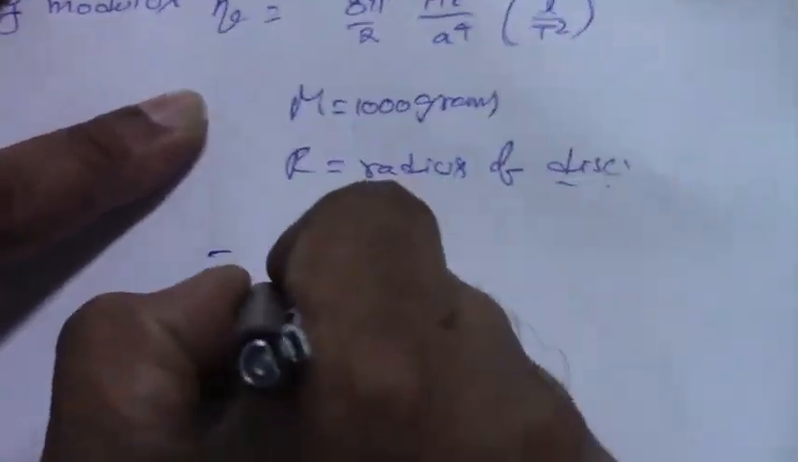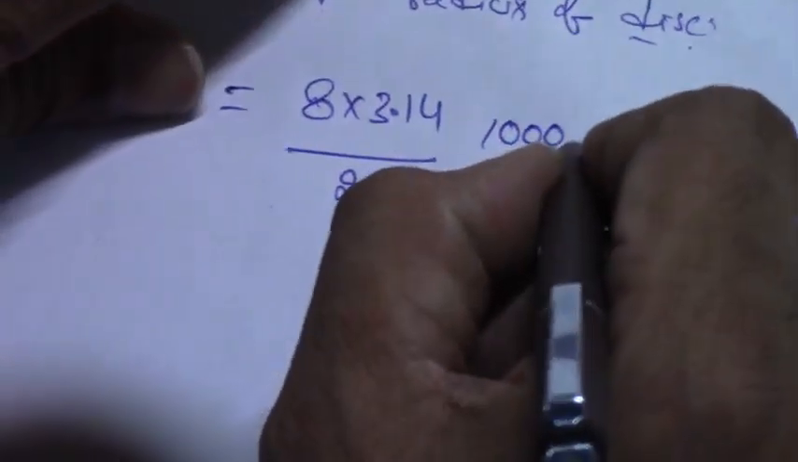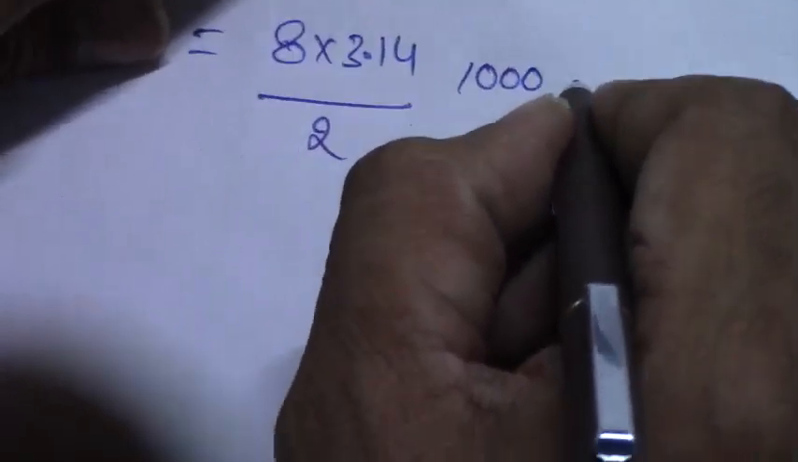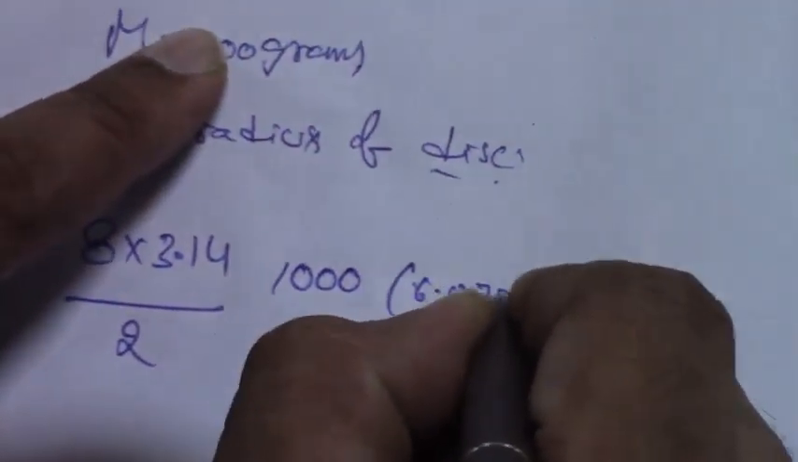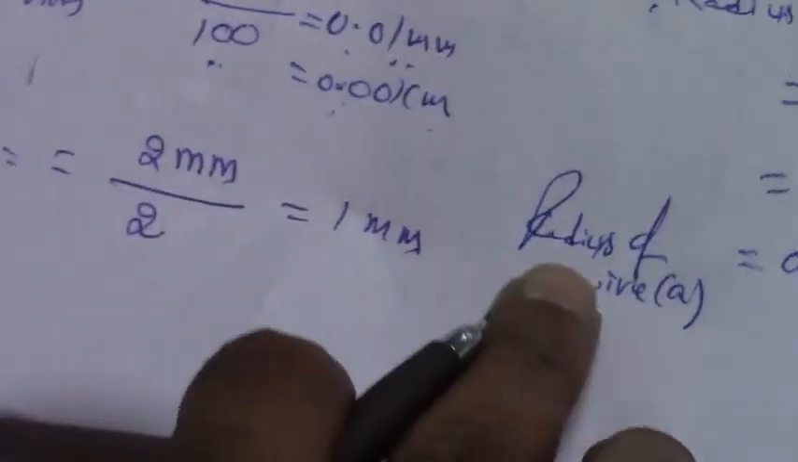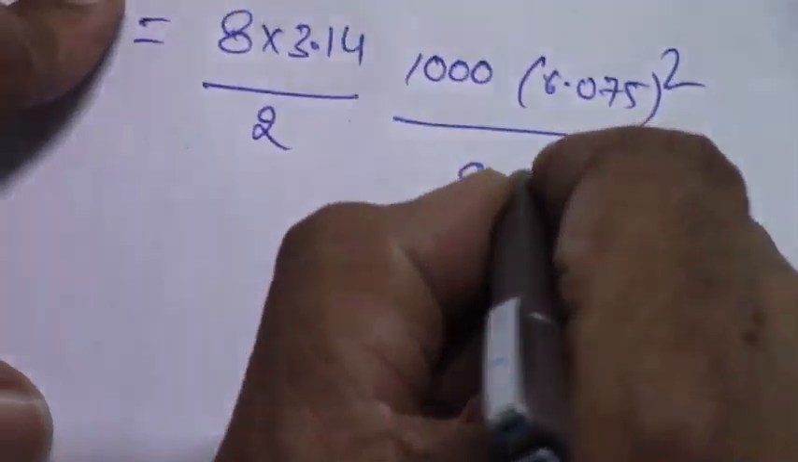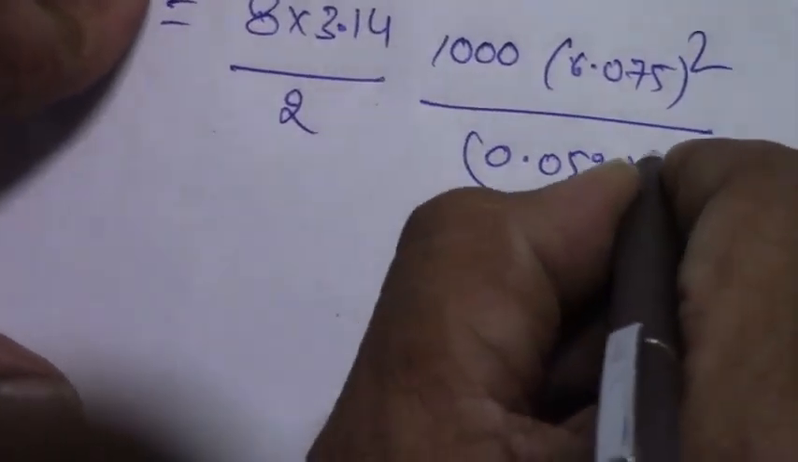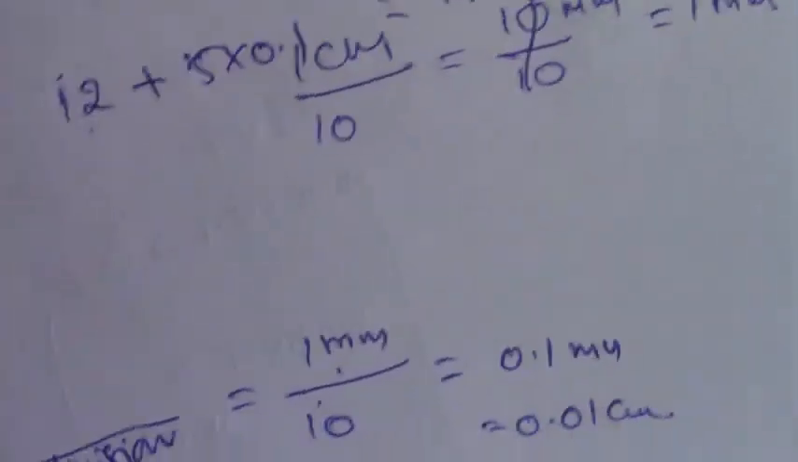The formula is 8 pi, 3.14, divided by 2 into m. Here m is the mass of the disc. We calculated it with the help of a weight balance. We determined it as 1000 grams, and r square is nothing but, here what is r, students? 6.075 centimeters. 6.075 whole square divided by A to the power of 4. Here what is A? A is the radius of the wire. Here it is 0.052 centimeters, 0.052 whole to the power of 4, divided by L by t square.